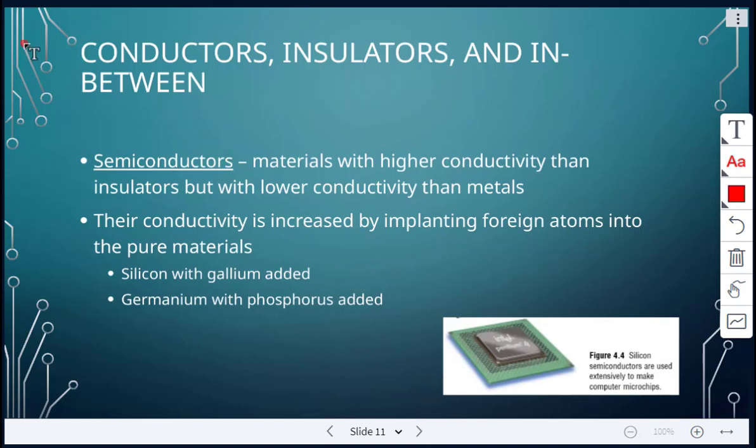So semiconductors, these are materials with higher conductivity than insulators, but they still have lower conductivity than metals. Their conductivity is increased by implanting foreign atoms into the pure materials. For example, if you take silicon with gallium added, that would be a semiconductor. Germanium with phosphorus added, that would be another example of a semiconductor. Here, this is an image of a silicon semiconductor, which is used to make computer microchips.